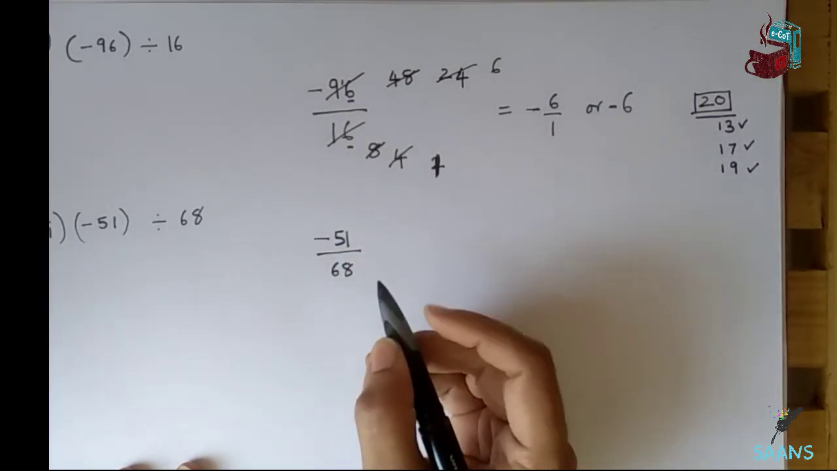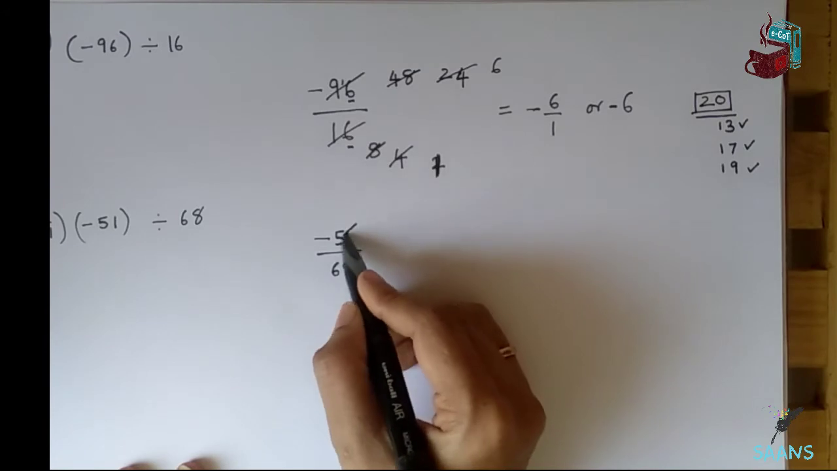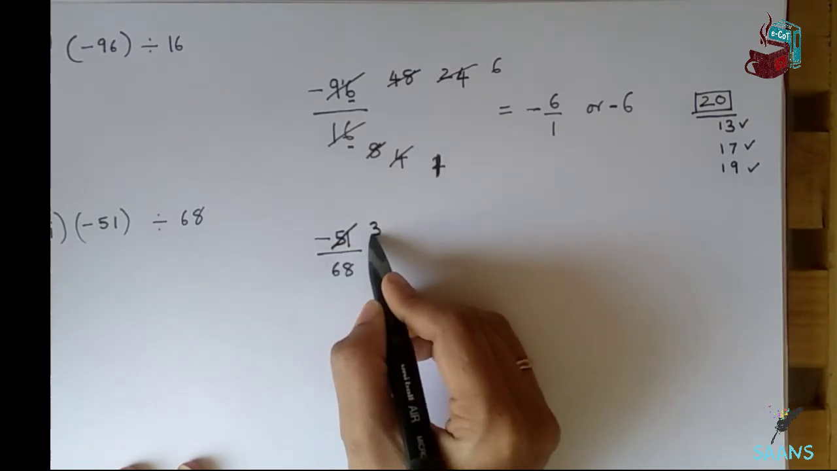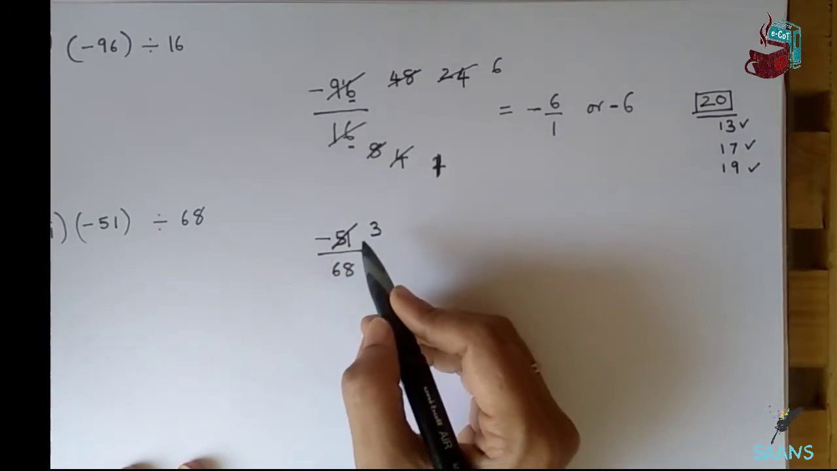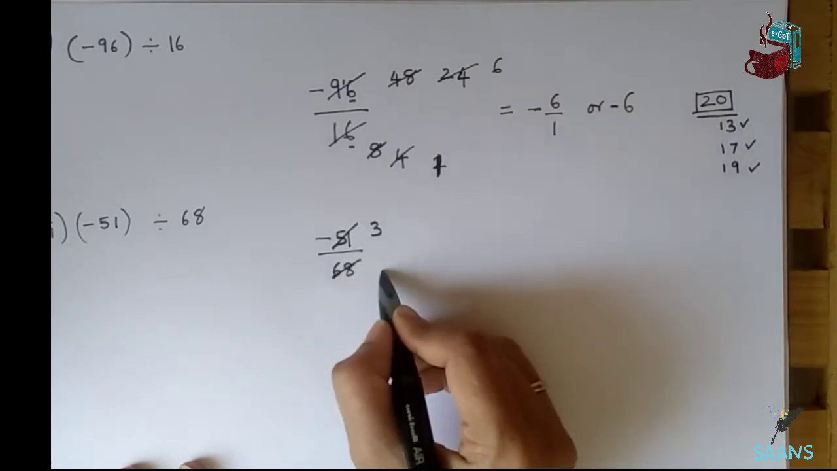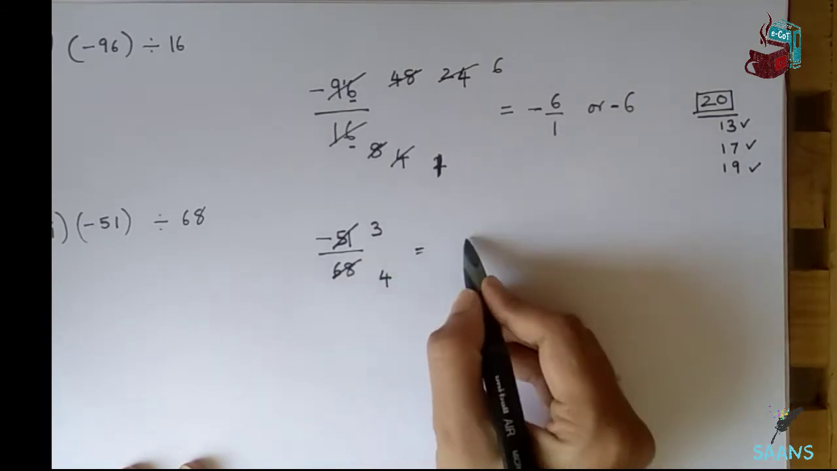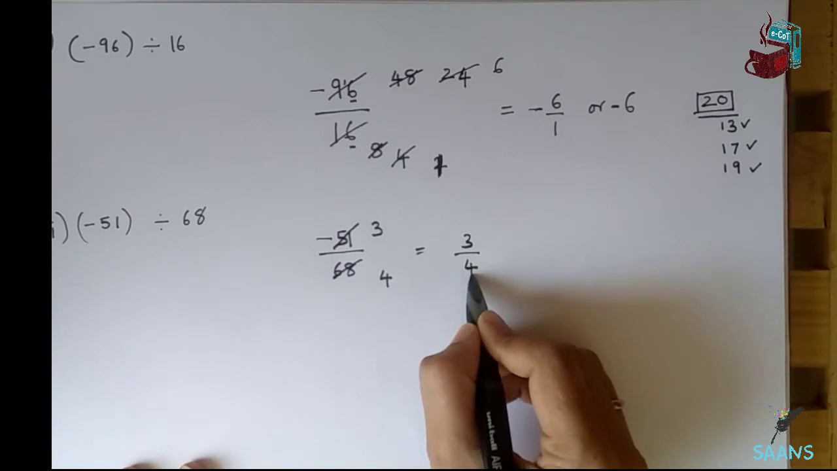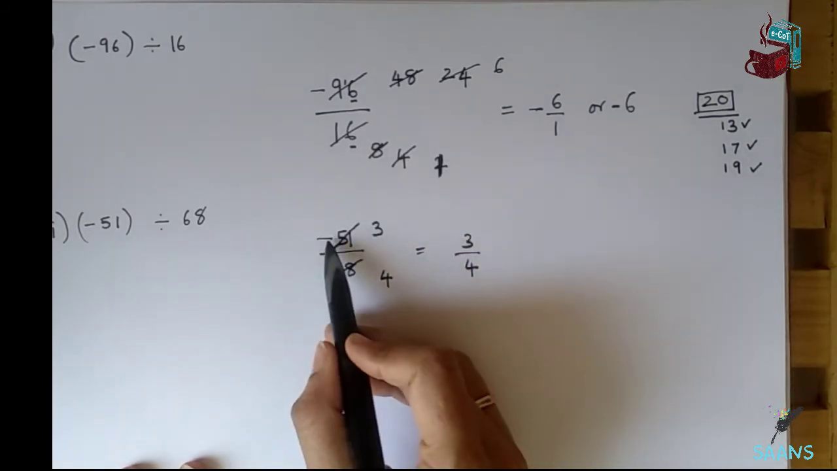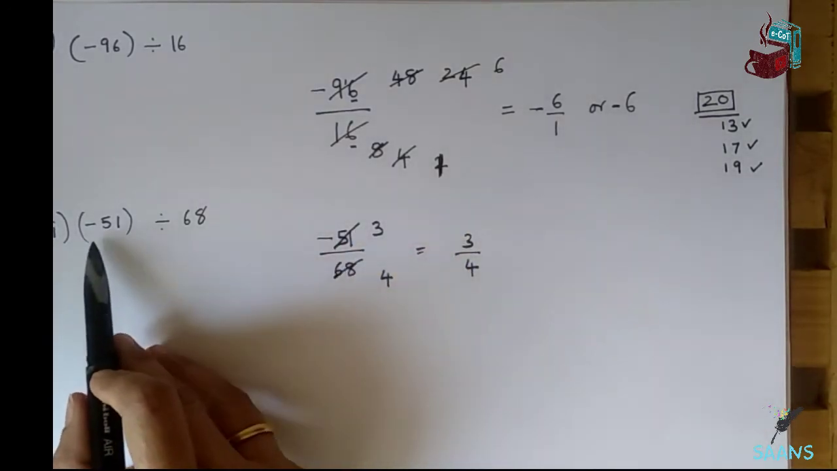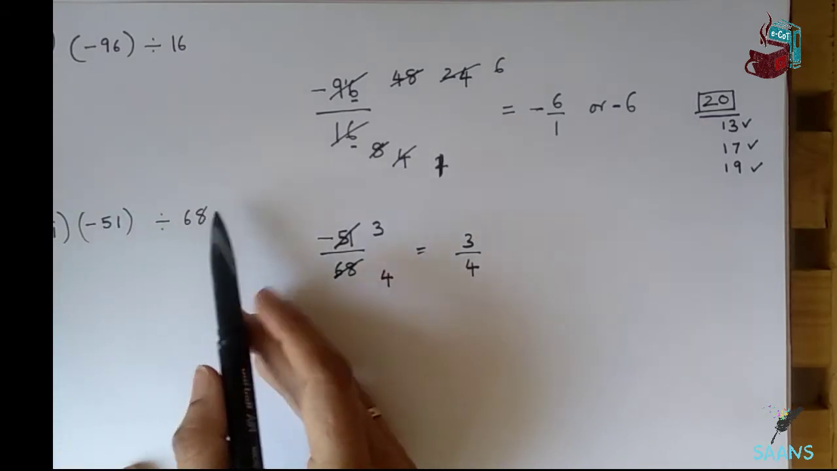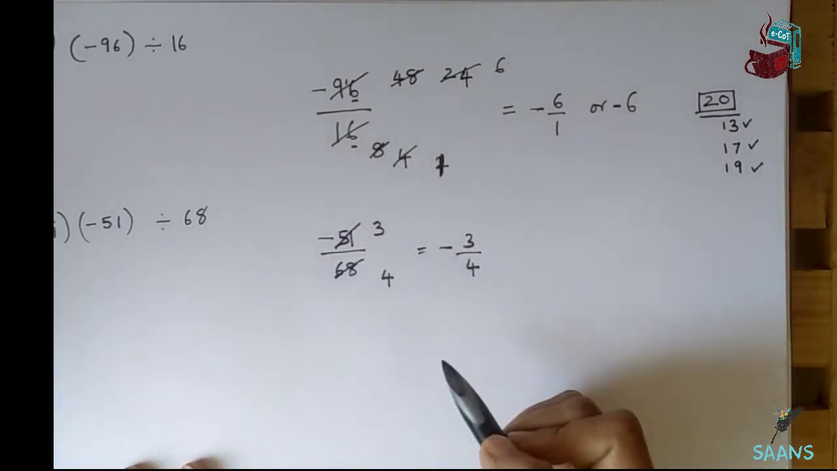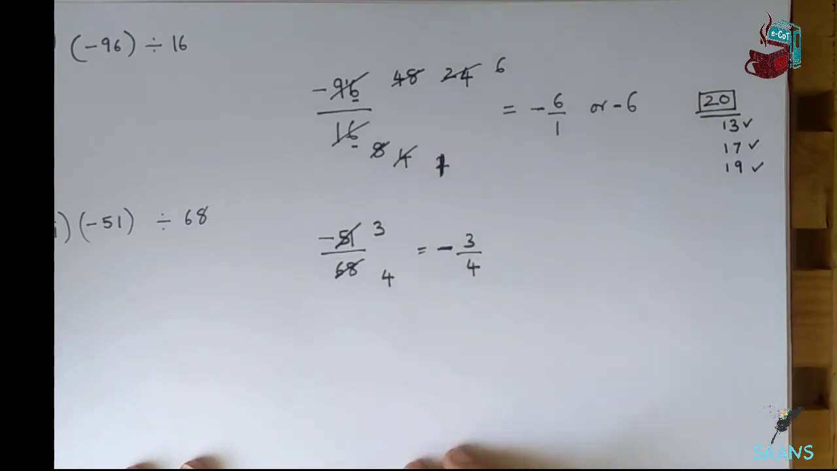I know they go in the 17 times table, so directly I will do 17 3s are, and 17 4s are. So 3 upon 4 is your answer. But the sign: a negative integer by a positive integer, the quotient is negative. Okay, let's go to the next sum.